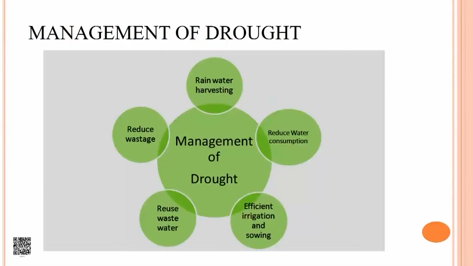So, how can we manage these droughts? Now let us discuss this. We can manage in several ways. First, rainwater harvesting, reduce water consumption, efficient irrigation and sowing, reuse wastewater and reduce wastage too. So, we will discuss a little in detail.